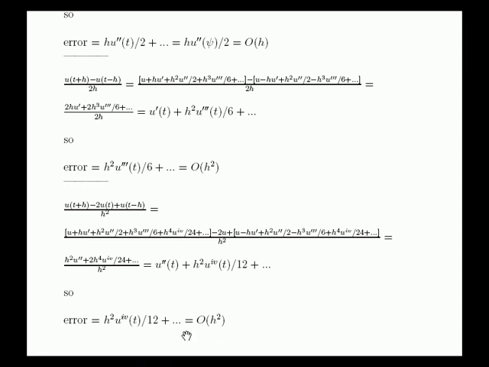So the last two formulas are both order h squared. They're more accurate than the first formula. So two ways to approximate the first derivative, one way to approximate the second derivative. Those are the most commonly used formulas.